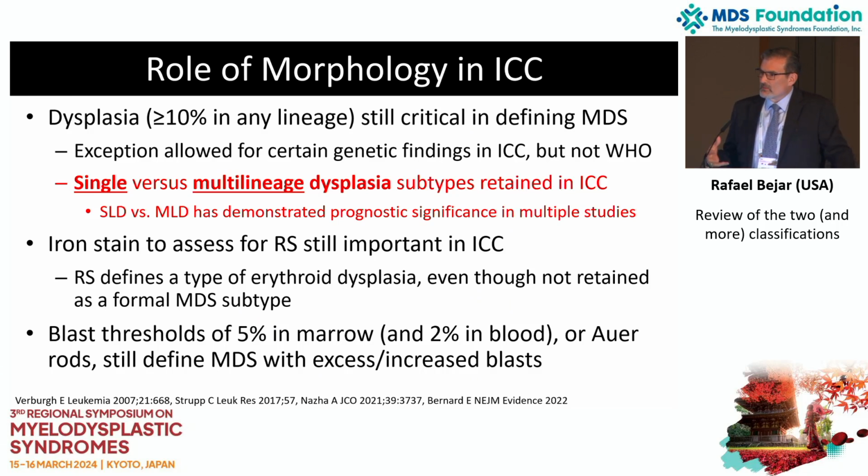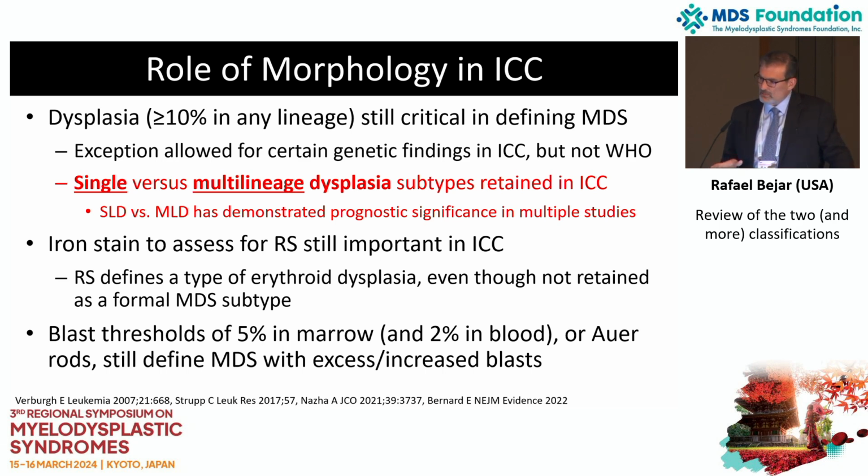So given that we do have some more molecular features, where does morphology come in? And I'll say it's still very important, as those clinical groups that I just described are probably only about 20 or 30% when you define them by genetics. We still need dysplasia of 10% or more in any particular lineage as an MDS-defining morphologic feature, and only in those genetic subcases is morphology or dysplasia less relevant.